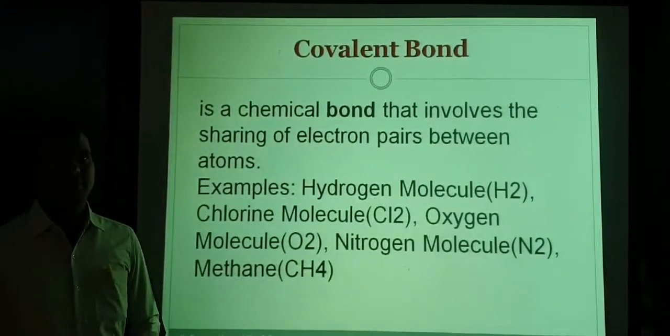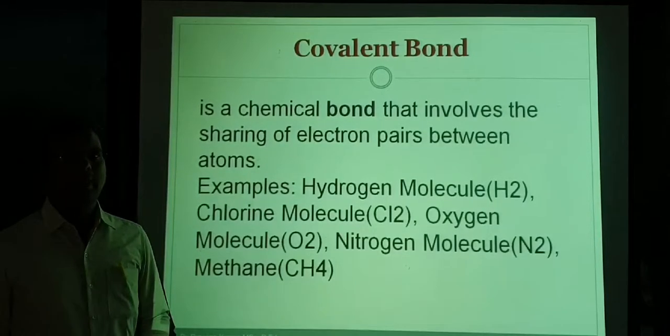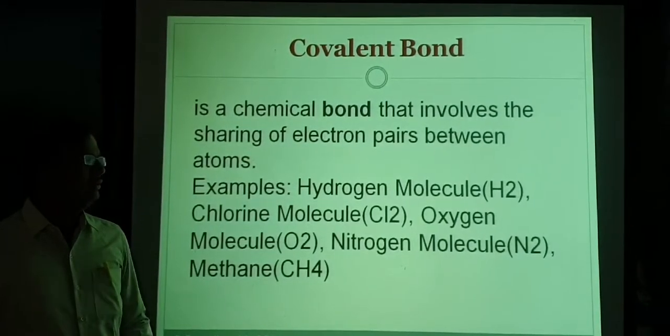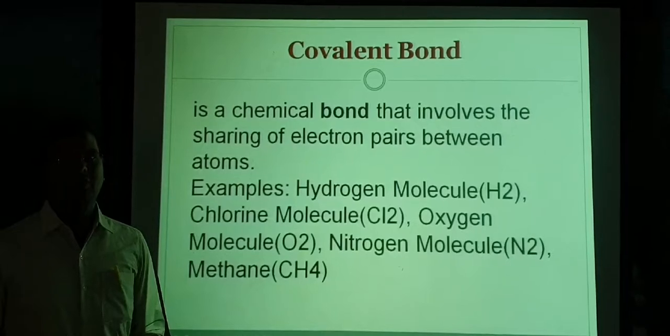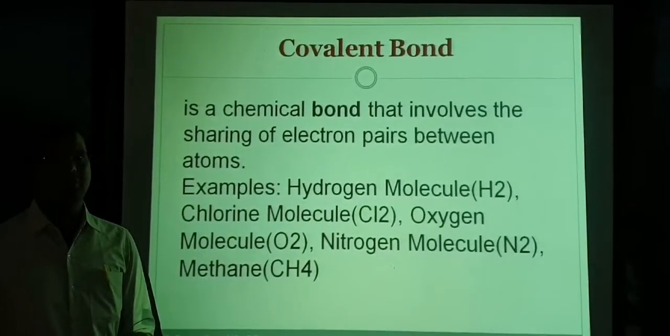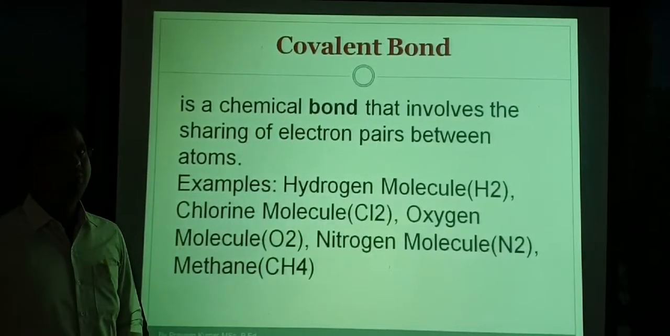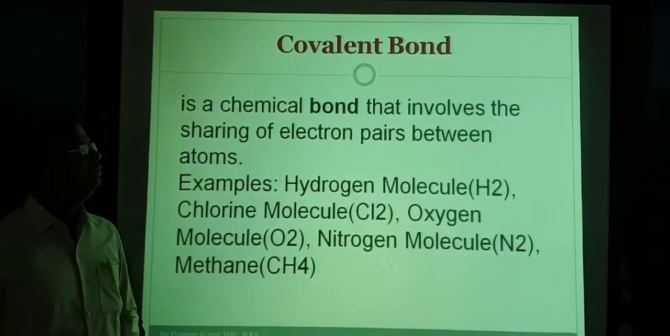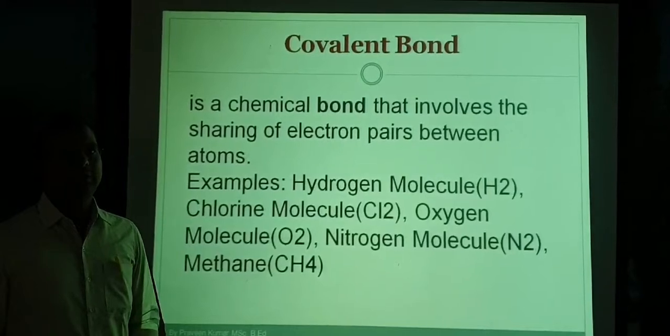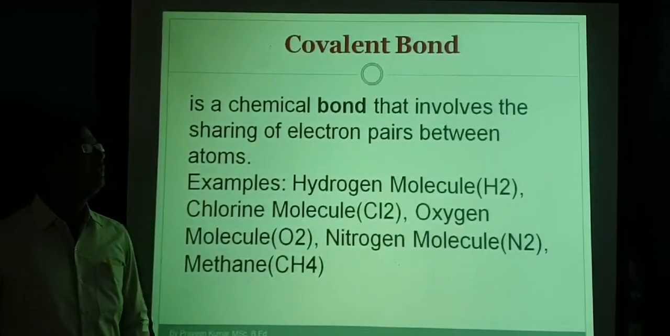In the previous class, we discussed carbon and its compounds, and we also discussed all the topics we are going to cover in the chapter called carbon and its compounds. Among them, one of the important topics is the covalent bond, which we are going to discuss in today's class.